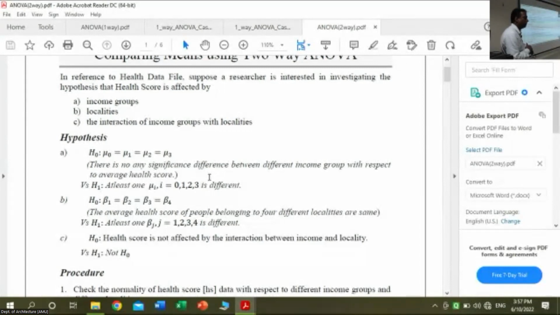That means when we want to observe the mixed effect of locality with income group, there is no mixed effect, versus there is some effect. So all these 3 hypotheses will be tested here.